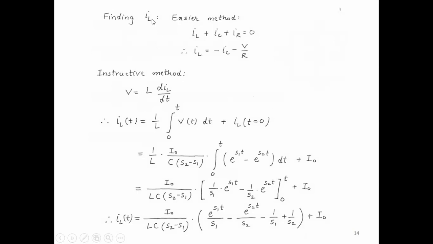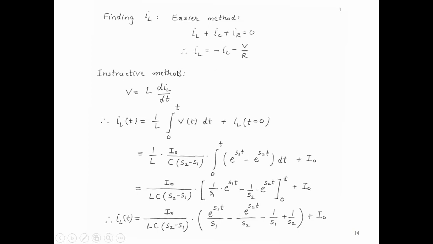Okay, finding IL, there are actually 2 ways. The easier method is KCL, IL plus IC plus IR is 0. So IL is minus IC minus V by R. We already found IC. We know V already. So we just put all of it together and write big expressions, but it is very straightforward.